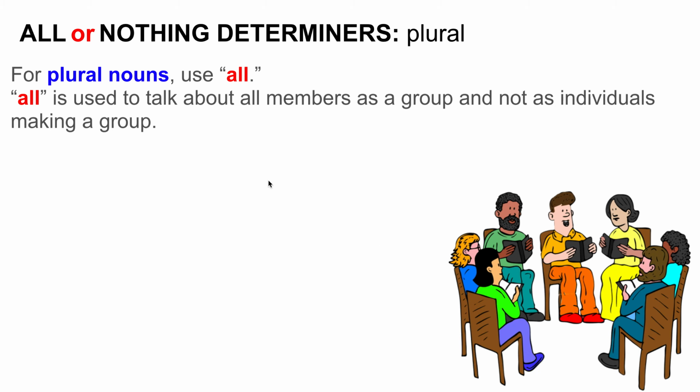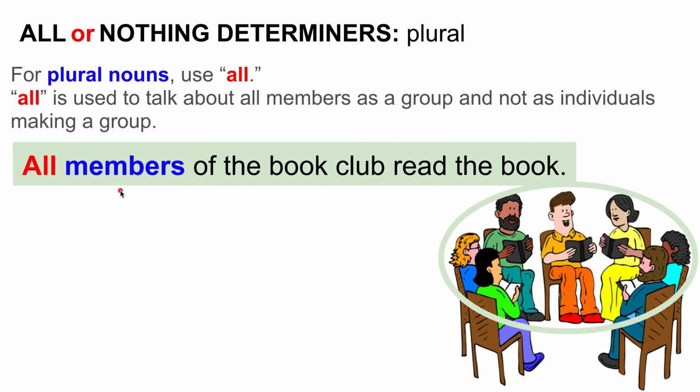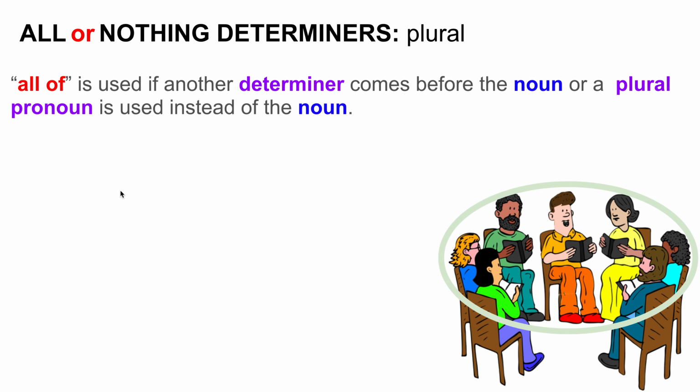Plural nouns, excuse me. So for plural nouns, we use all. All is used to talk about all members as a group and not as individuals making a group. So we're not looking at each individual making a whole, but as a whole group. We're looking at the whole group, okay? So all members of the book club read the book, okay? Not looking at individuals, we're looking at the whole group.